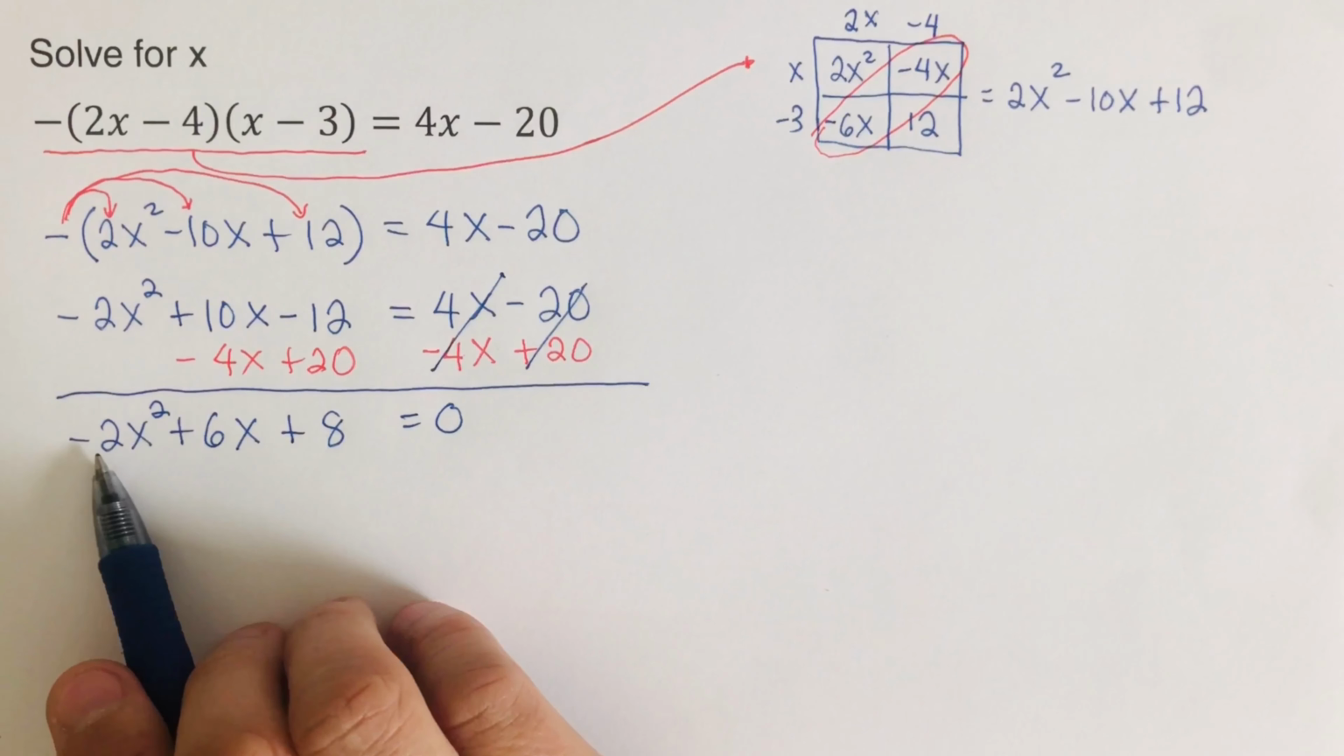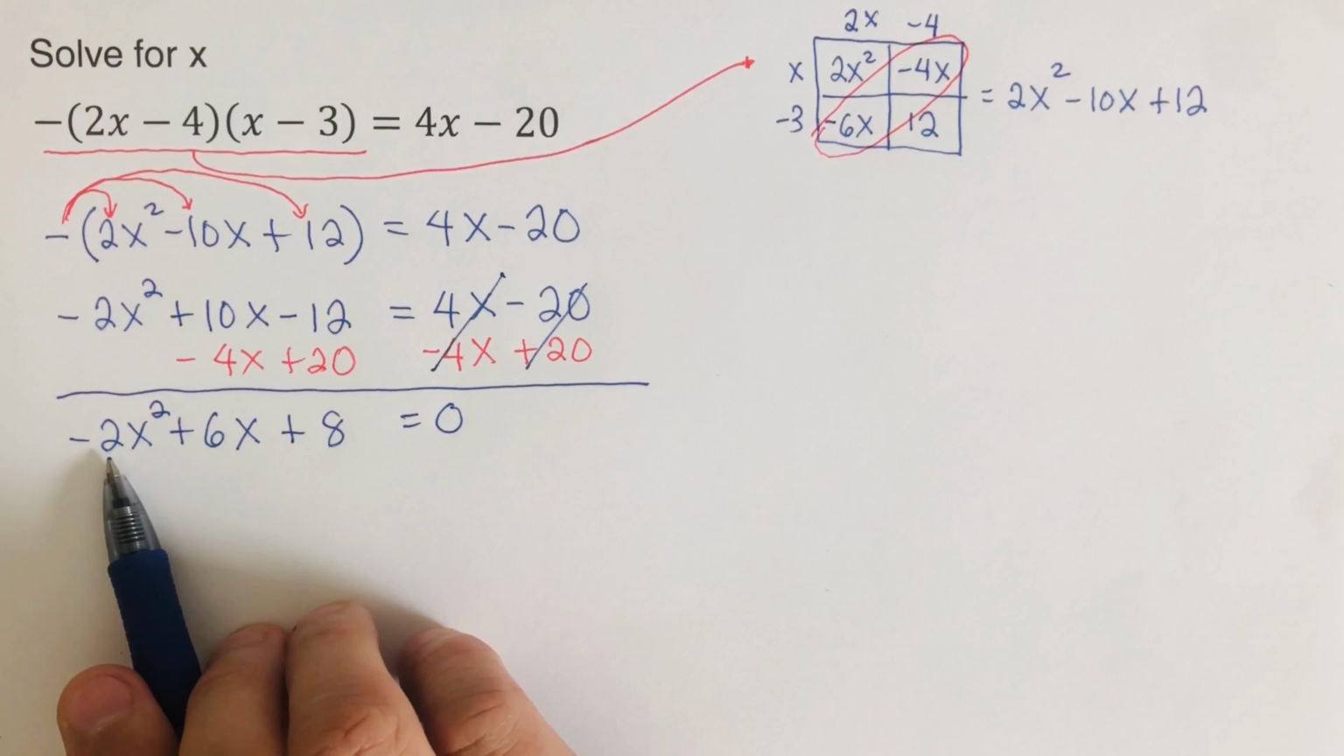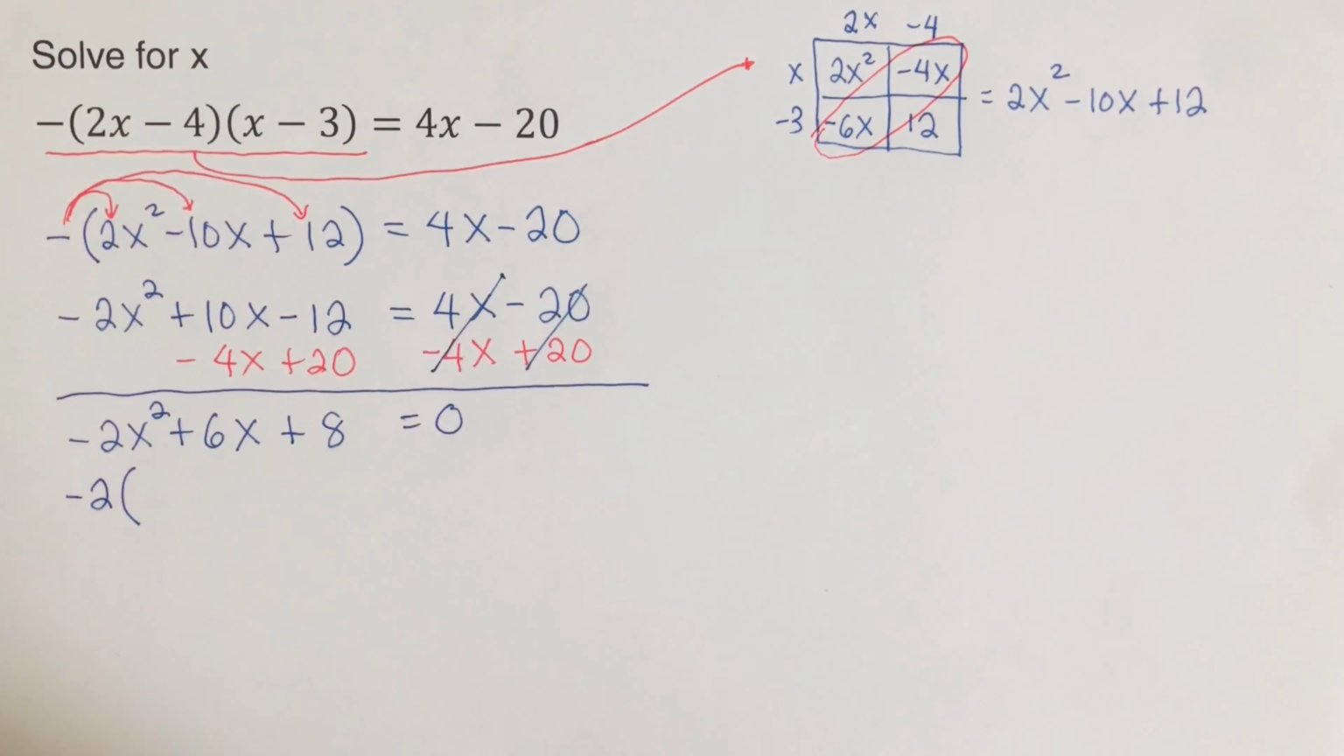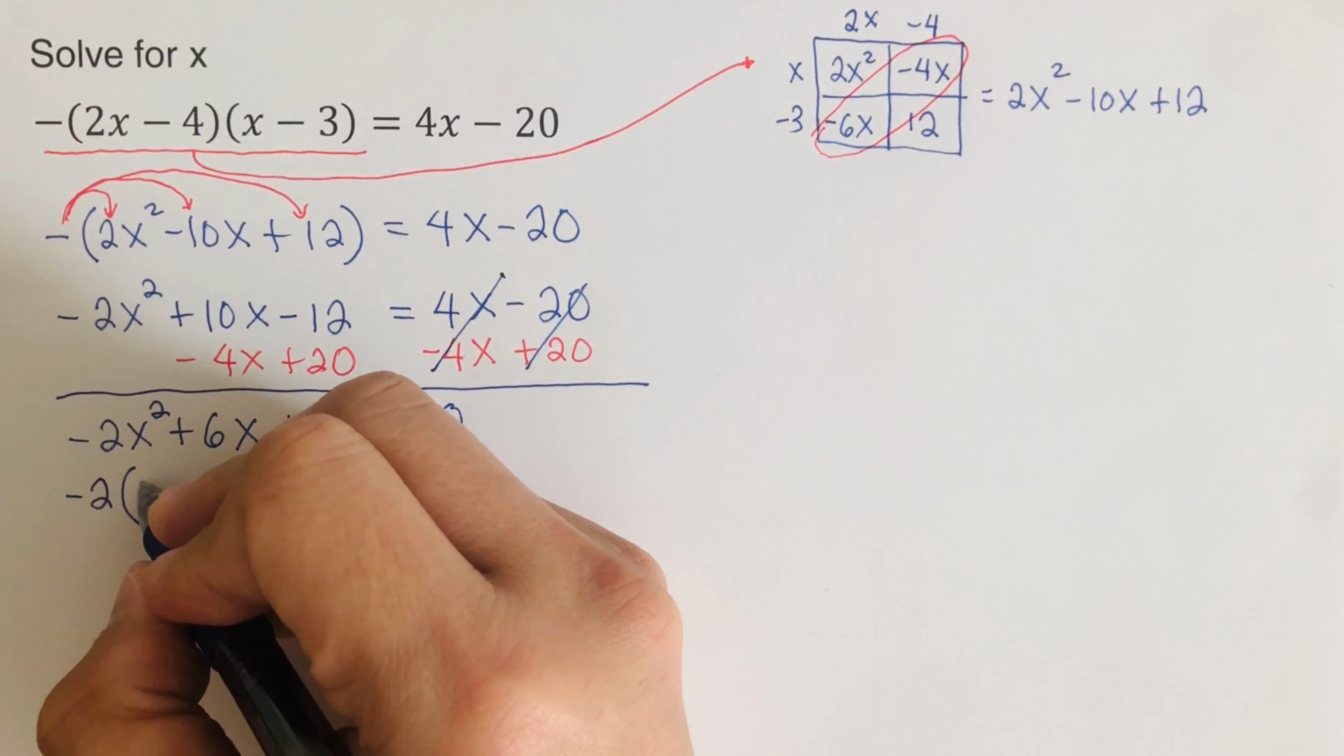So we can do that by getting the common factor. The common factor for this would be, let's take negative 2 as the common factor. So we put the negative 2 outside. So we're going to rewrite it. So this would come out. That's going to be x squared.